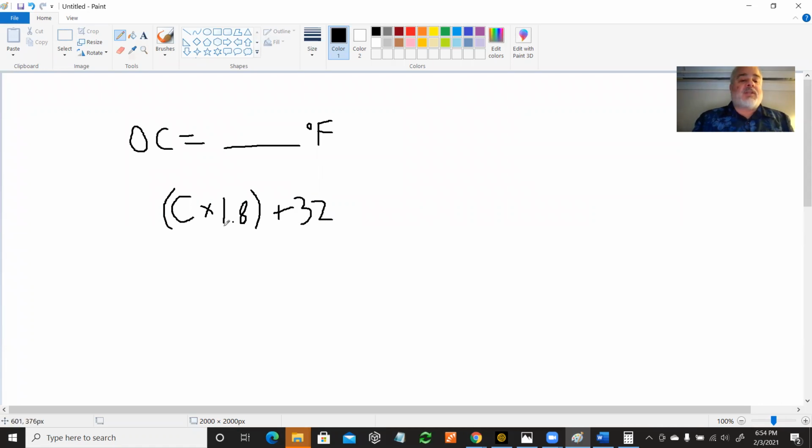Now this one's really easy. This is 0 times 1.8. What's 0 times 1.8? 0. Anything times 0 is 0. So 0 plus 32, my answer is 32. So that tells me I've got the right equation. Let's try something a little more challenging. Let's try 37 centigrade.